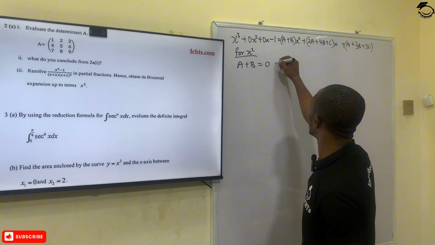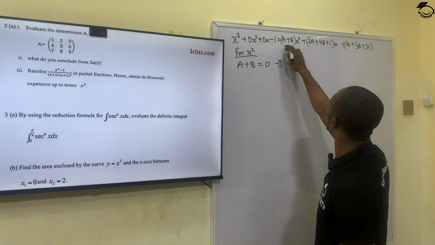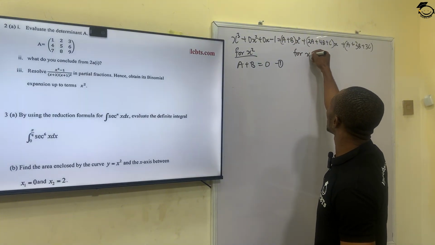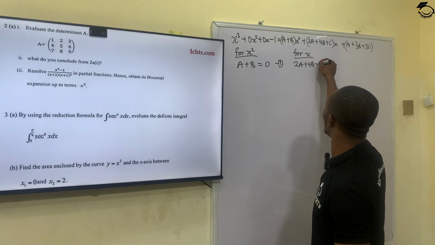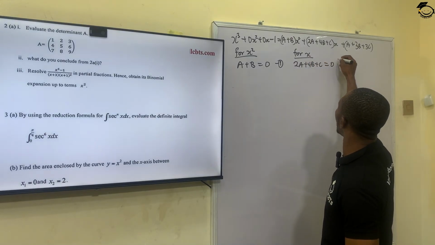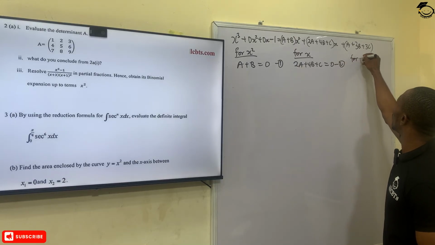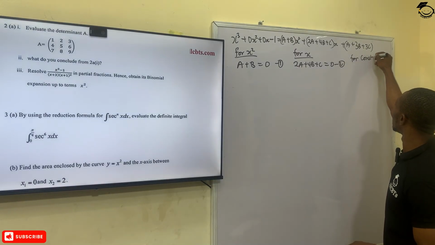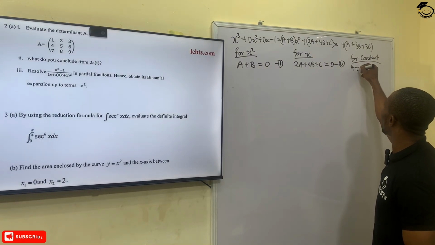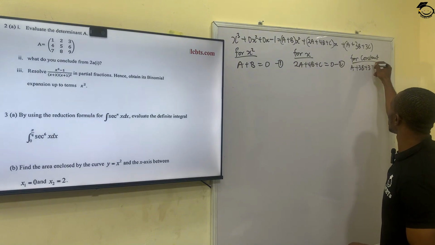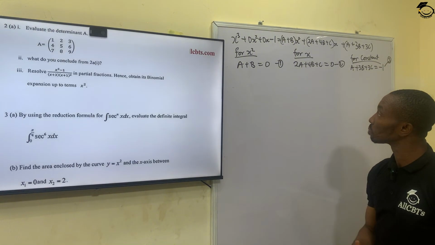Now, let's call this equation 1. Now, for our x, we have 2A plus 4B plus C equals 0. And this is equation 2. And for our constant, we have A plus 3B plus 3C equals minus 1. So call this equation 3.